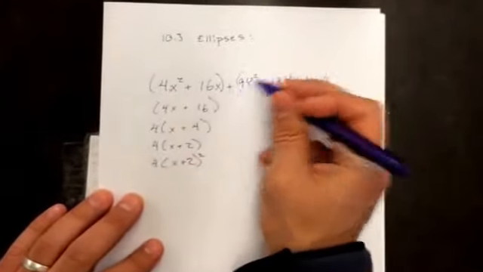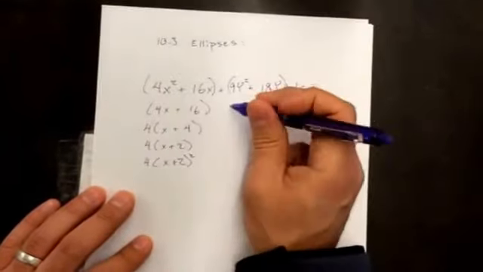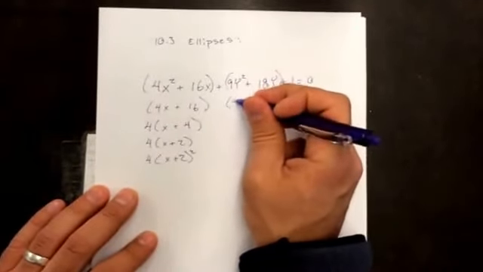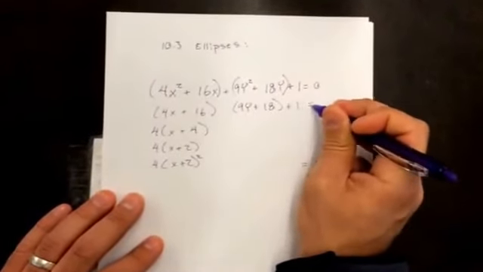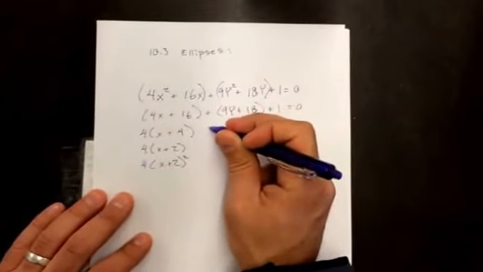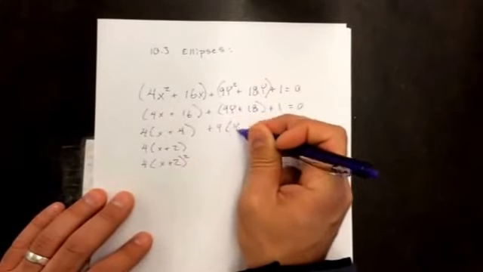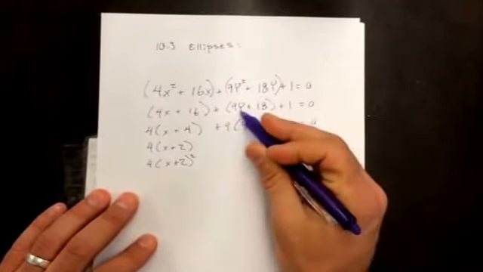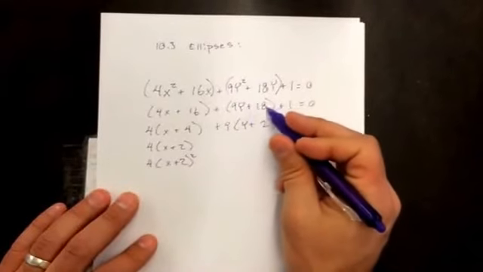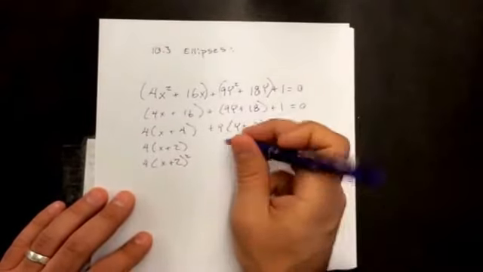I'm going to trap the y's. I'm going to lose a y from each one. I'm going to factor out the 9. When I divide this by 9, it gives me just y. When I divide this by 9, it gives me 2. I'm going to square it.